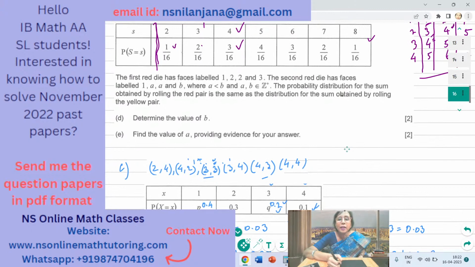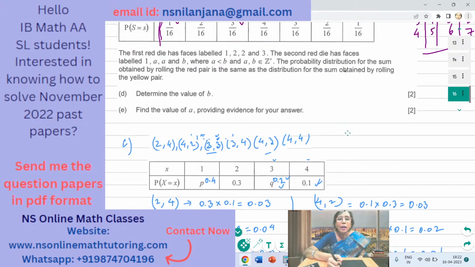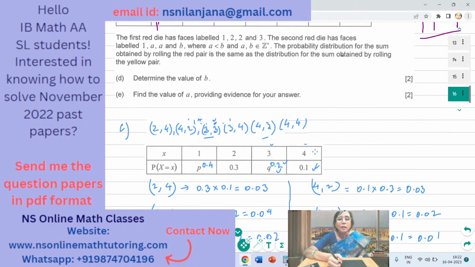And now these are yellow dice. And then they are saying the first red die has faces 1, 2, 2, and 3. The second red die has faces labeled 1, A, and B, where A is less than B, and A and B are positive integers. The probability distribution of the sum obtained by rolling the red pair is the same as the distribution for the sum obtained by rolling the yellow pair. And the first subpart D is determine the value of B.